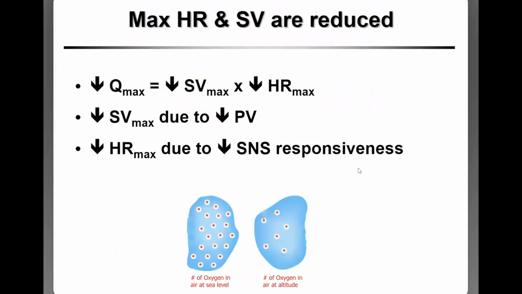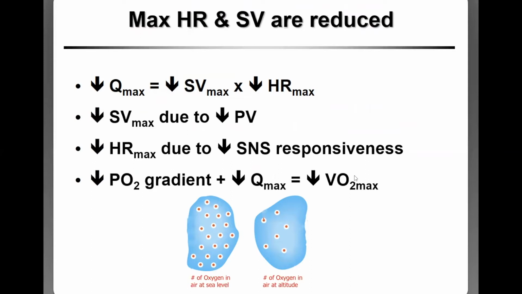So at altitude, our maximal stroke volume is going to be reduced because we have a reduction in plasma volume. Our maximum heart rate is going to be reduced due to a decrease in sympathetic nervous system response. So the overall impact is a reduction in maximal cardiac output. And if you think back to the Fick equation, VO2 is equal to cardiac output times the AVO2 difference, so VO2 is equal to Q times the AVO2 difference.